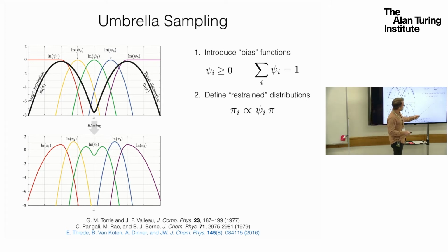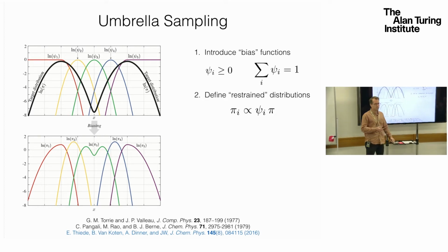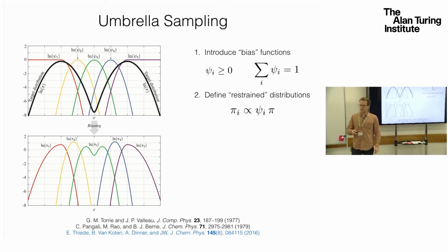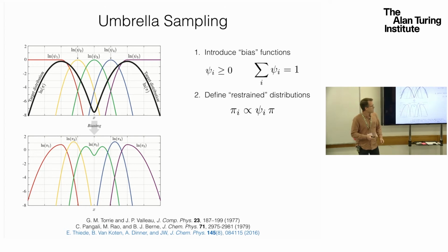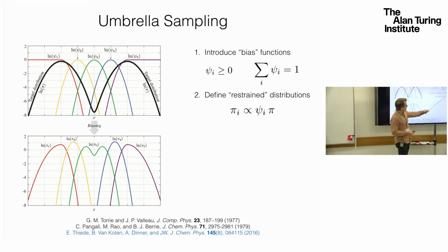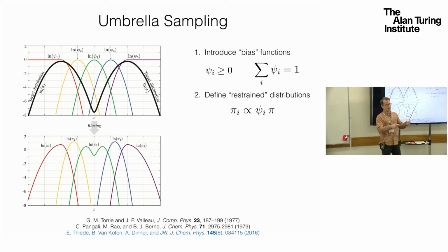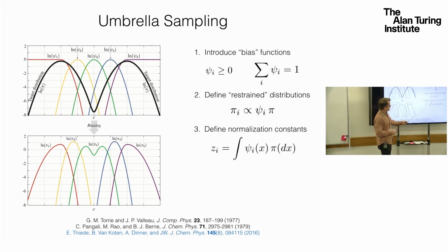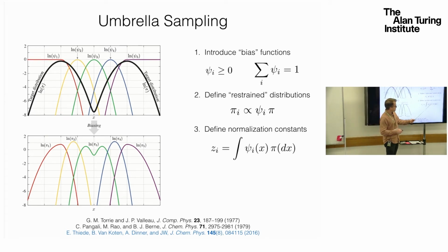I'm going to define restrained distributions, which are just take pi and multiply by the ith bias function. That gives me the ith restrained distribution. So now it has some characteristics of pi, but psi i is going to make pi i decay quickly away from the ith center point. Okay? Then I'll define these normalization constants, just the integral of psi i with respect to pi.